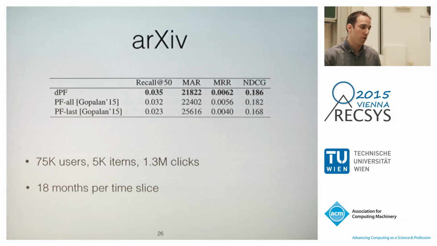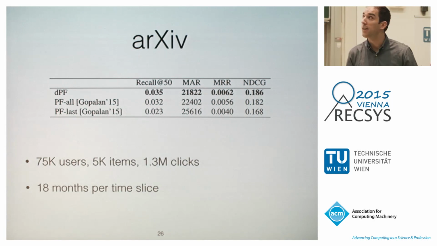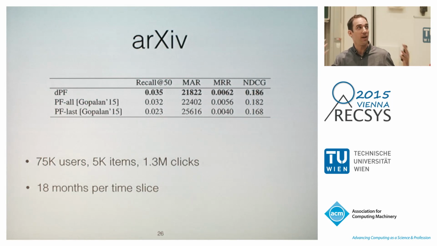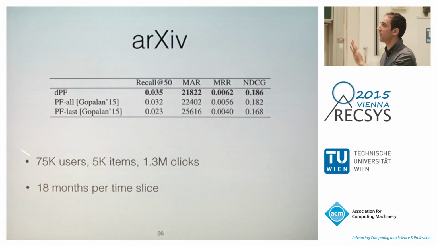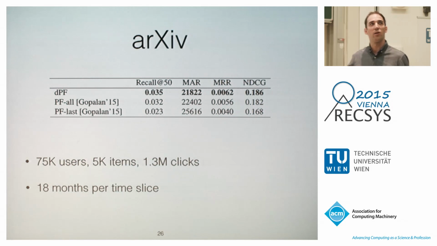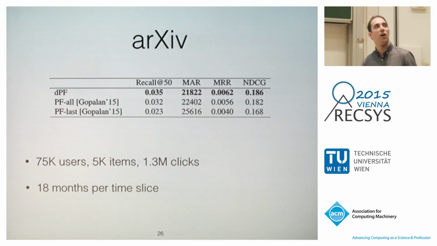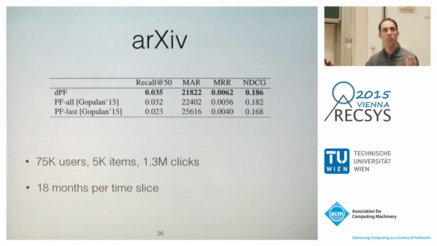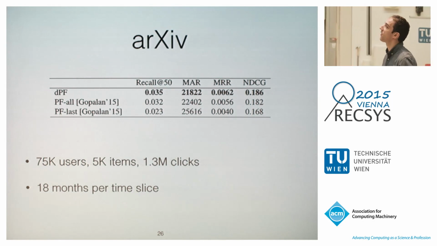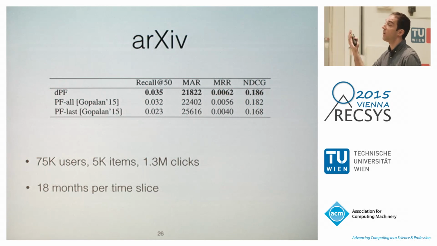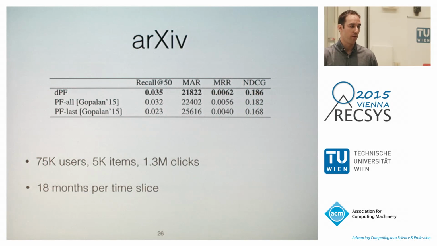And finally, a third data set which we really care about, which is the archive data set. This is 10 years of scientists clicking on papers. I should say, here this is 75,000 users and 5,000 items and 1.3 million clicks. We hypothesized that scientists evolve at a slower pace than movie watchers, and so we set the time slice to be a little bit longer. And again, the results are very consistent with our previous findings that DPF outperforms these other methods.